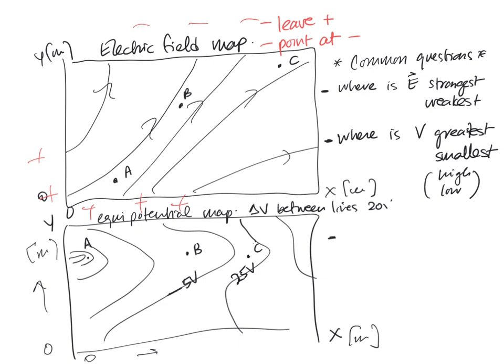They could ask you to draw either an electric field line or an equipotential line, depending on which map you have. Whichever one they gave you, you're going to have to draw the other one.